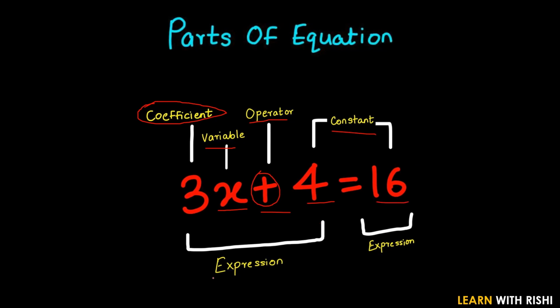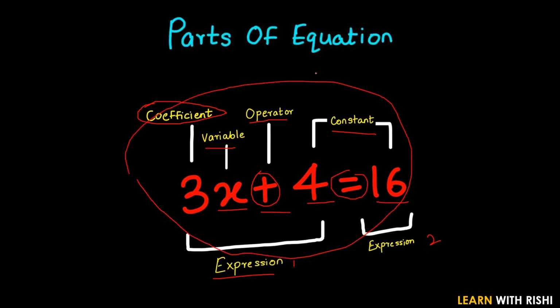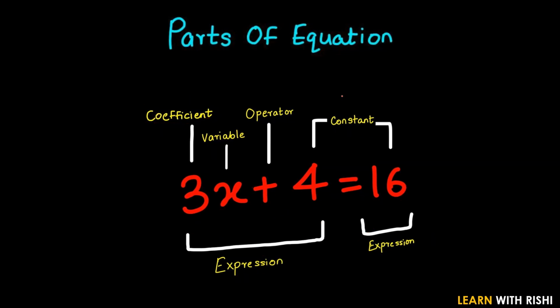And this 3x plus 4 is my expression number 1 and 16 is my expression number 2. Both the expressions are separated by an equal to sign. That's why this whole is known as an equation. Now, an expression is a combination of various terms. Here 3x is one term, 4 is another term, and I have combined the terms by adding them. So this whole becomes my expression with two terms. Then 16 is an expression with one term. So in an expression there are multiple terms: 1, 2, 3, and so on.